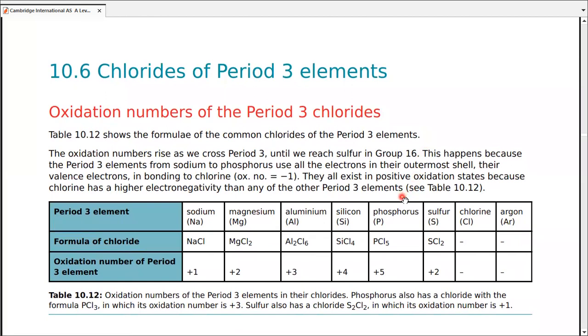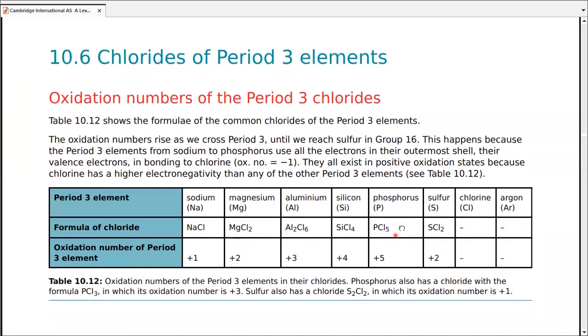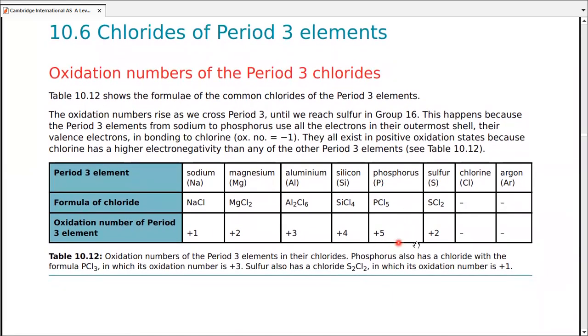Moving up, we have chlorides of period 3 elements, so the oxidation numbers of period 3 chlorides. If we are going to discuss chlorides, it's simpler and easier to talk about the oxidation number. Chlorine is going to keep its oxidation number at -1. The oxidation numbers to be discussed for these chlorides of period 3 elements are pretty easy, since most of them are going to show a single oxidation state. That's not entirely true if we talk about the elements on the right-hand side, specifically phosphorus and sulfur. That's why it was mentioned that PCl3 is also possible.